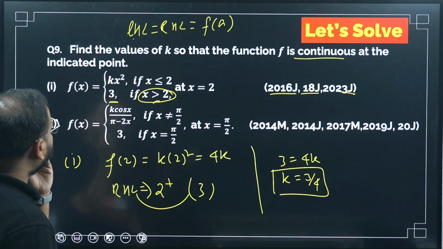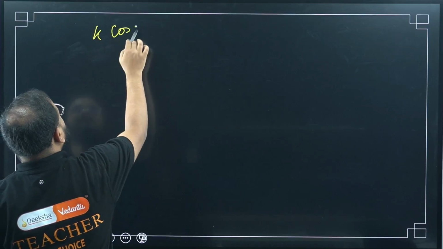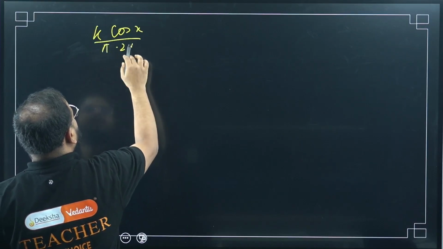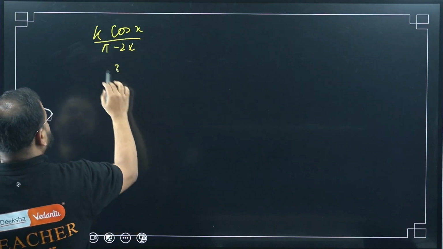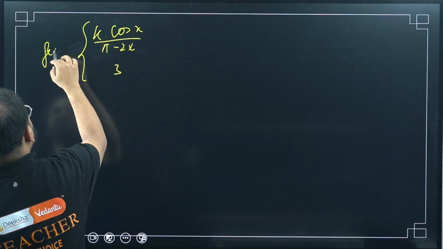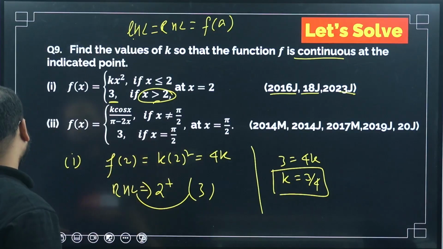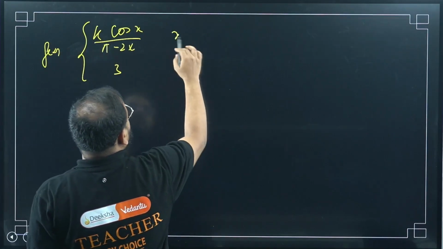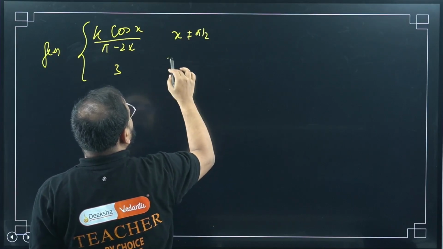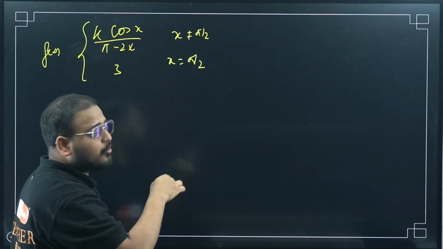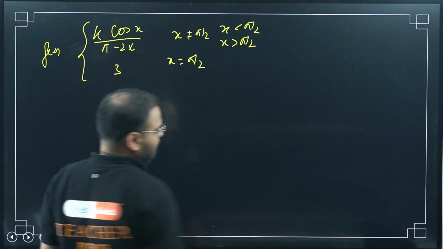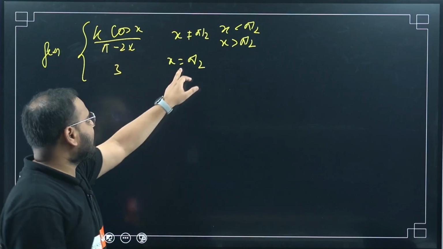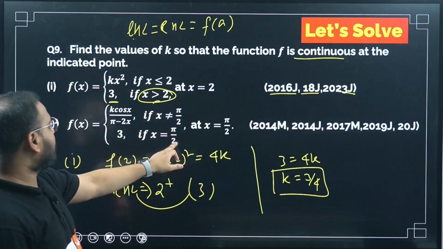Second problem. Let's see the second one. k cos x upon pi minus 2x. Let me write it. k cos x upon pi minus 2x, and this is 3. This is a function defined like this. Sorry, at pi by 2. Talking with respect to what? This is for x not equal to pi by 2, and this is for x equal to pi by 2. I have already explained, not equal to means less than is also true and greater than is also true. Means for less than and greater than, I'll use this function, and for equal to, I'll use this function.